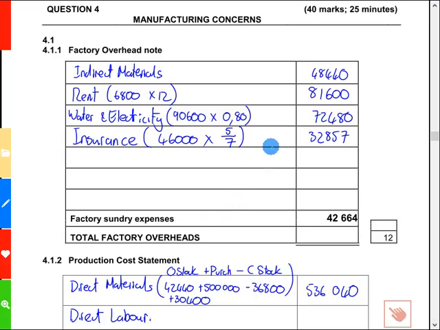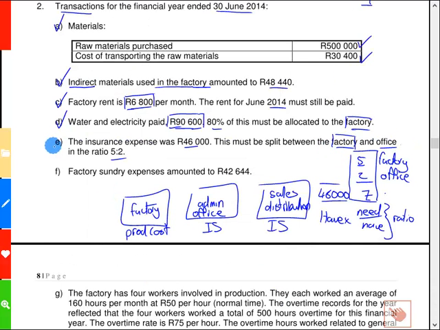Okay, another way to think of this is to say, let's get one part. And you say 46,000 divided by 7. That gives you one part. And the factory needs to get 5 parts. Okay, so you can choose whatever you feel comfortable with. The final answer is going to be 32,857. Easy so far. Hey, this is easy marks. Very much. We're not asked the income statement, so we don't need to worry about the other two. But if we're asked the income statement, you must remember to also include that in the income statement.